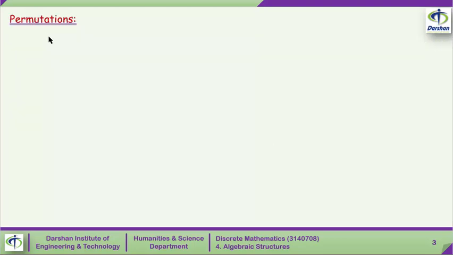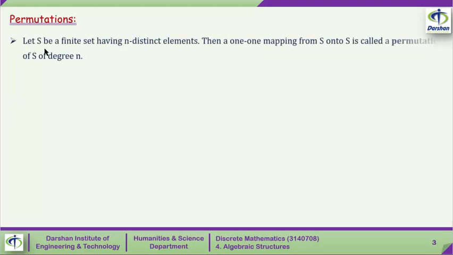Now we define permutation. Let S be a finite set having n distinct elements, then a 1-1 mapping from S onto S is called a permutation of S and it is of degree n.